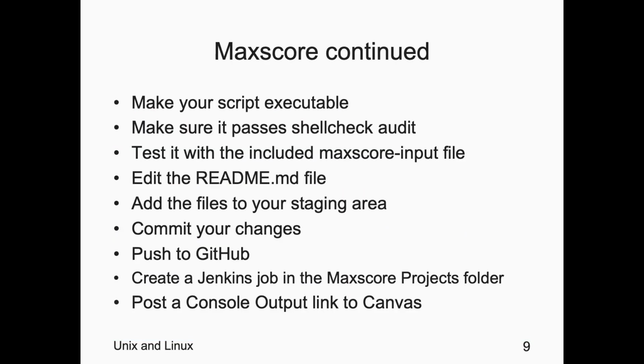To finish up, make sure that your script is executable and passes this audit. You can also test it with the included max score input file that is in the GitHub repo. Also be sure to edit the README file and then go through these changes that we've talked about in terms of pushing to GitHub. And then finally, you'll want to create a Jenkins job in the max score projects folder and then post a link to your console output from Jenkins to Canvas.